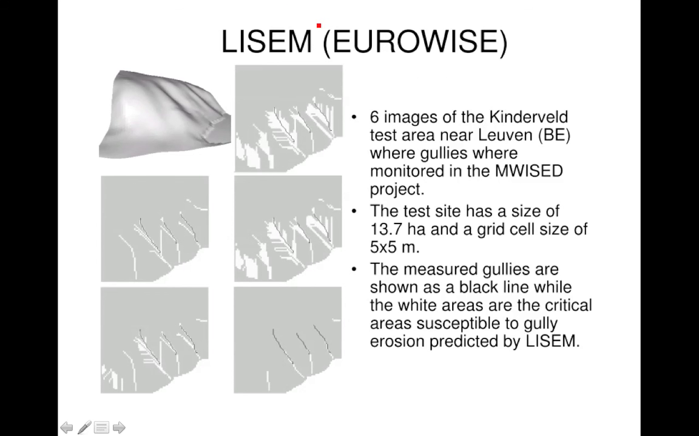LISM is a European model, I think developed out of Spain and the Netherlands, and it's being used to make predictions about where gully erosion might happen. Here you can see a simulation: a digital elevation model, and the results from LISM, where it is making predictions about where gully erosion is going to happen. There's a whole bunch of different predictions, and the black lines here are the observations of where some gullies actually did form on that hill.